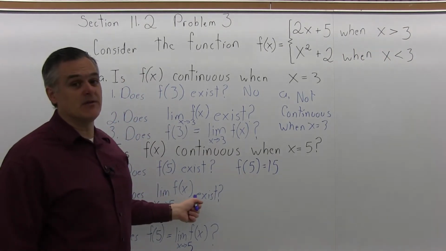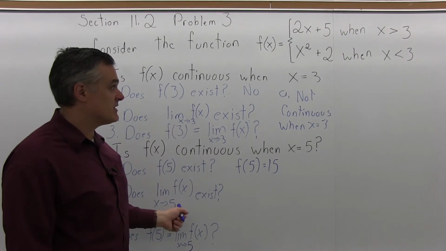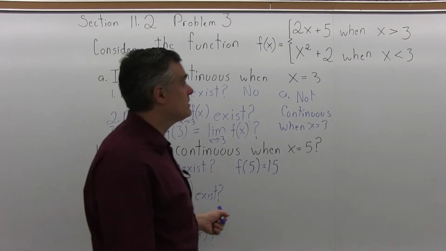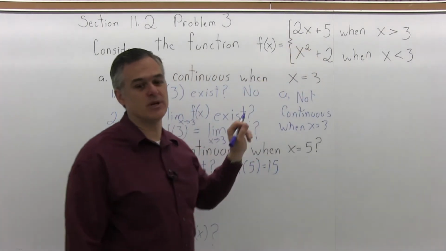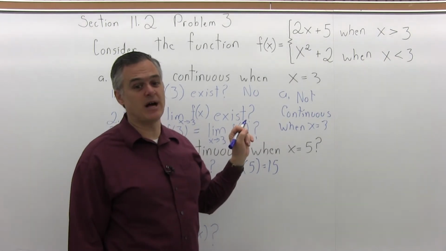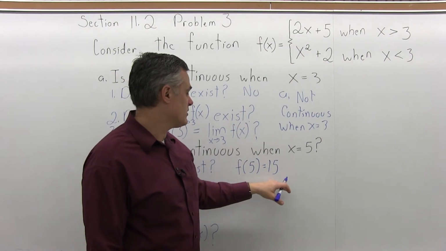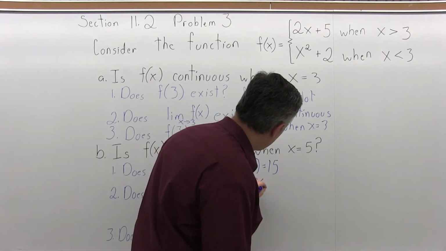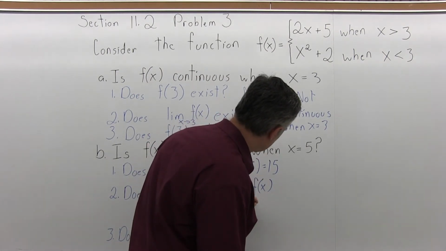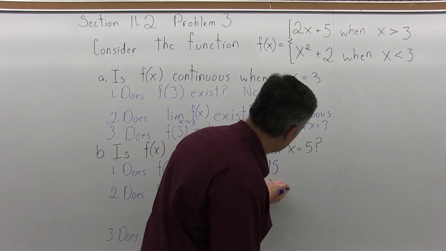Does the limit of the function as the input approaches 5 exist? Yes, it does. It's also going to be 15. Again, I can just put in a 5 and find the answer. So as the input gets very close to 5, the output is going to get very close to 15. So the limit of the function as the input approaches 5 is also 15.